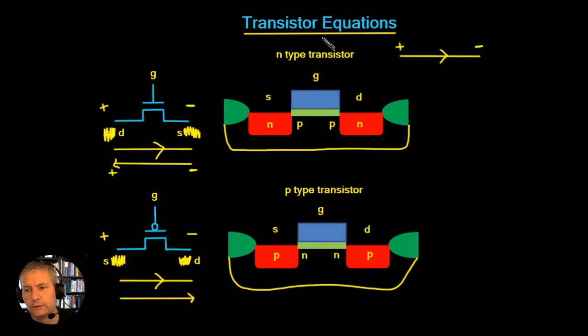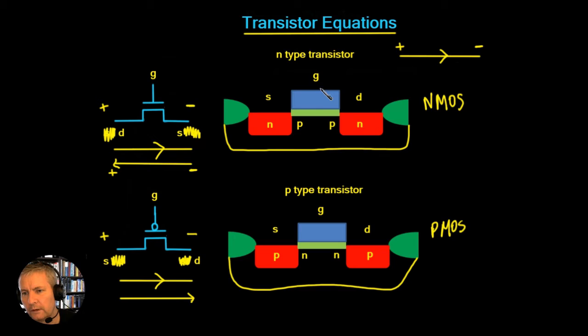Now we've seen how the transistor works. If we look at this one here, which is the N-type transistor, or as it's more commonly known, NMOS. So that's the N-type metal oxide semiconductor, and this one here is the P-type, so it's called PMOS.